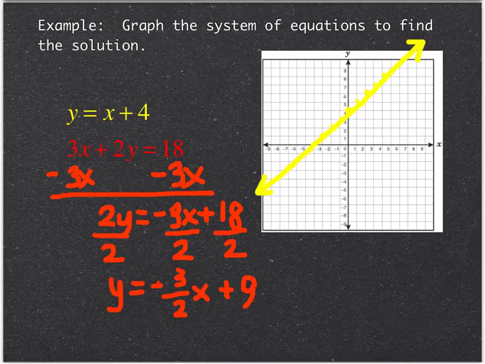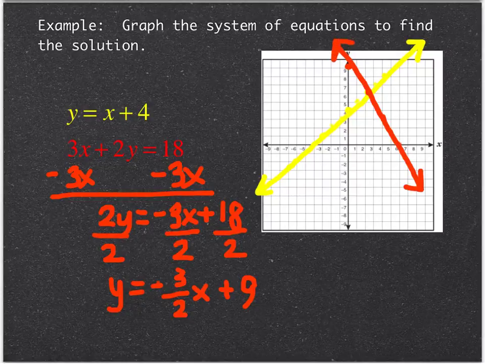So my y-intercept then is 9. My slope is a little strange, negative 3 halves. That means I go down 3 and over 2 like that, and down 3 and over 2 such as that. And I could do that one more time. So I just get a good looking graph like this. And sure enough, there's my graph of my second one.